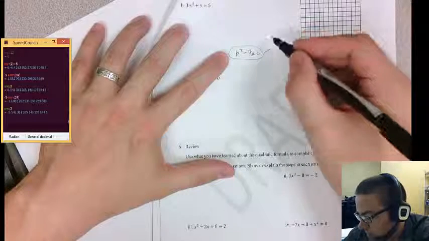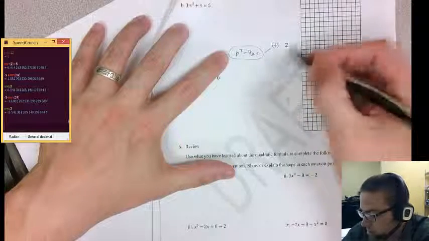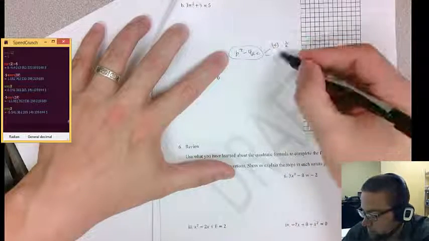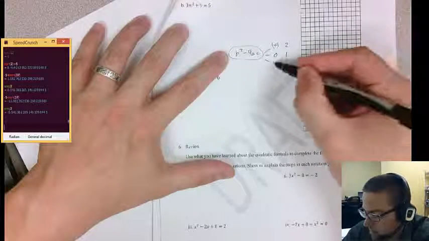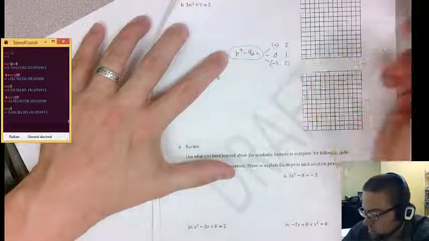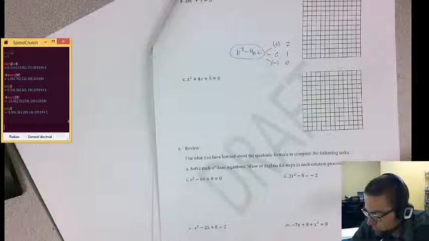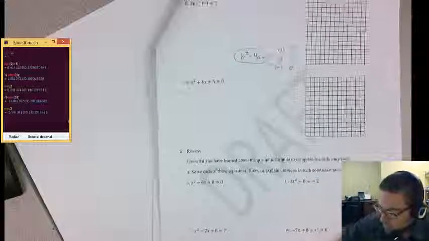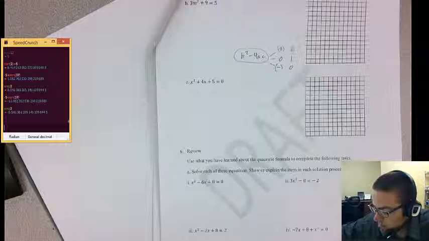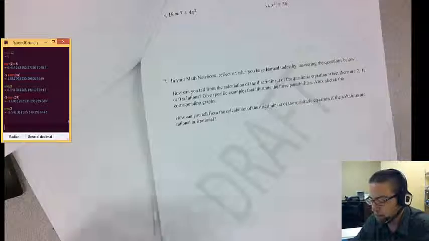So if the value here is greater than 0, it's a positive number, there's two solutions. If the value here is 0, then there's one solution. And if the value is negative, there are no solutions, right? So that's how you use that discriminant. And that's it.